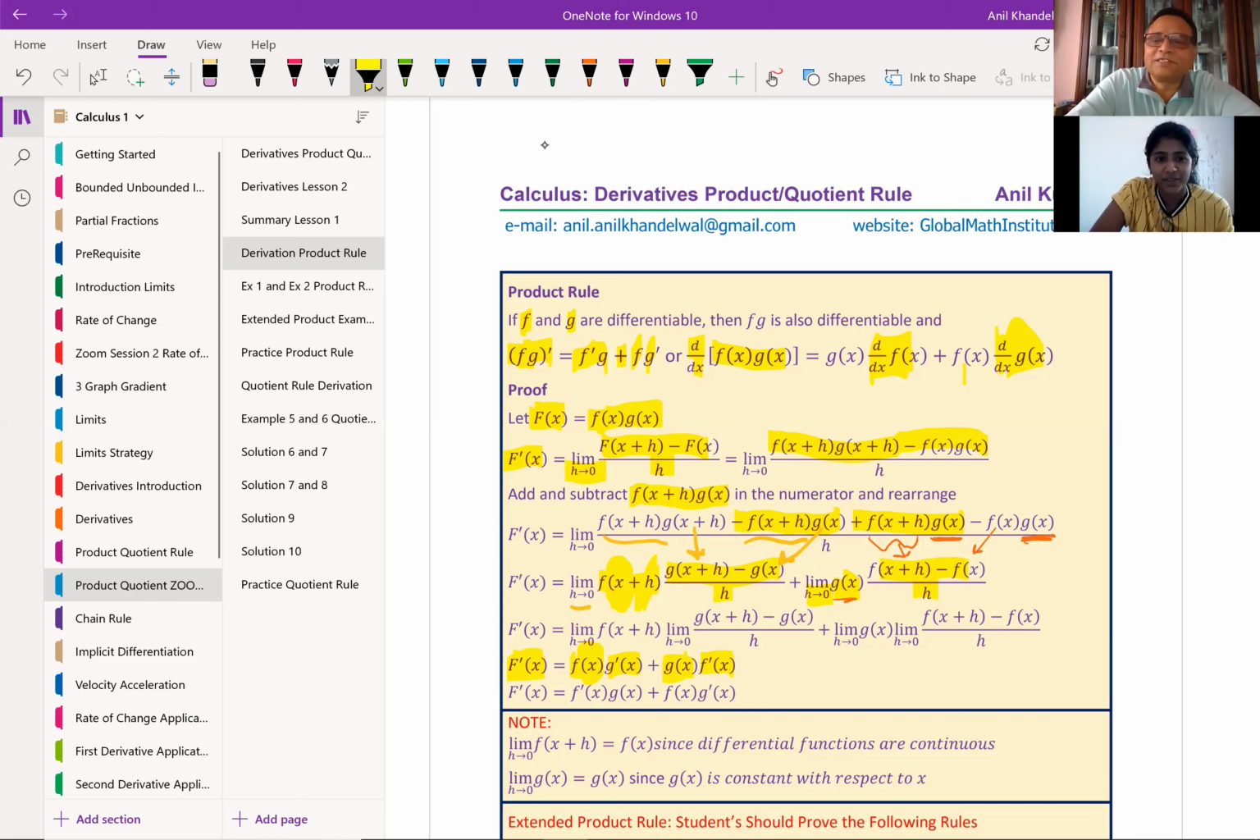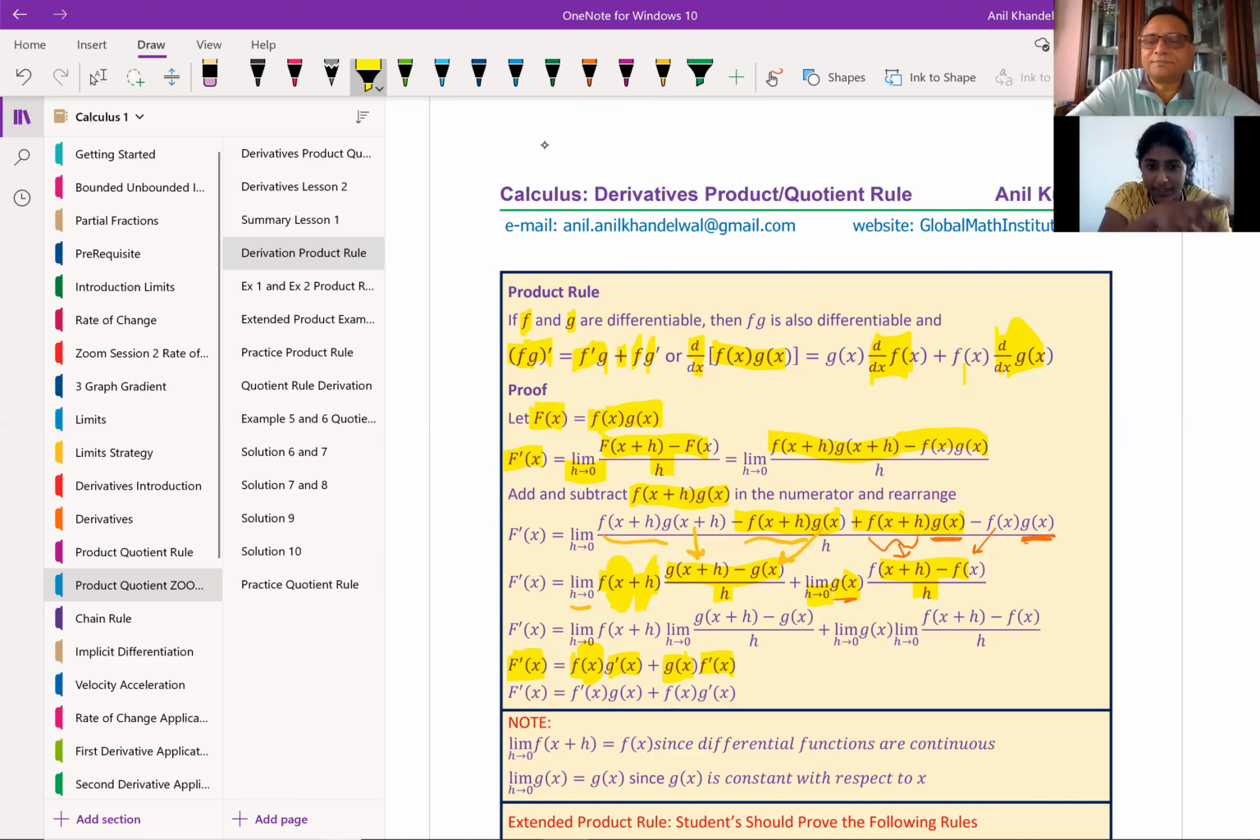Yeah. So what we did was we let capital F of x equal the product of f and g of x, and then we used the difference quotient formula and we subbed those values in.